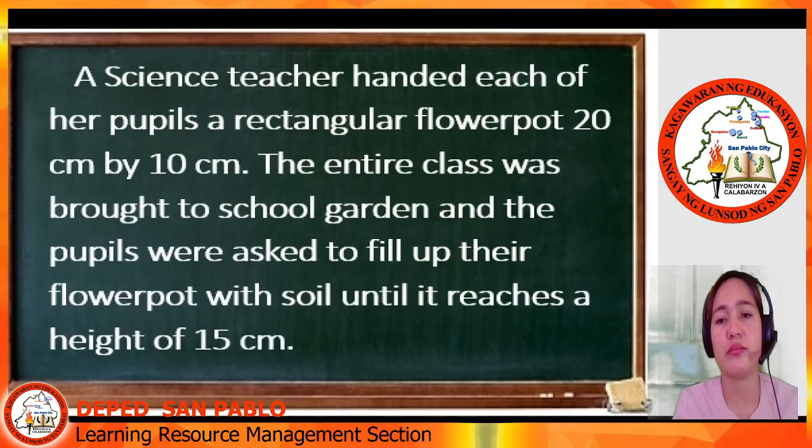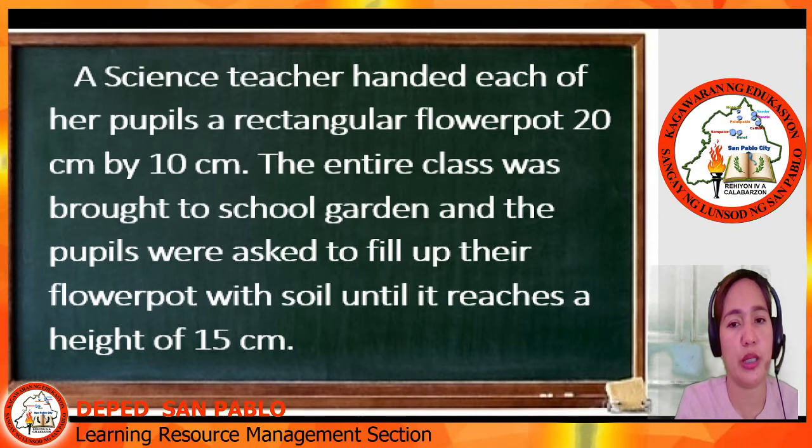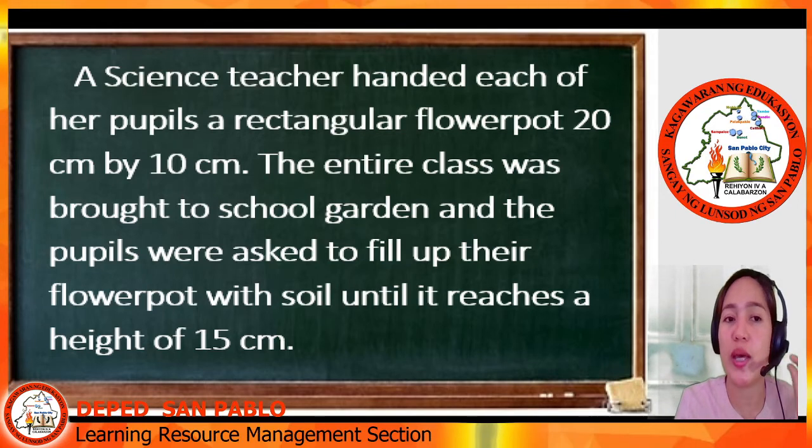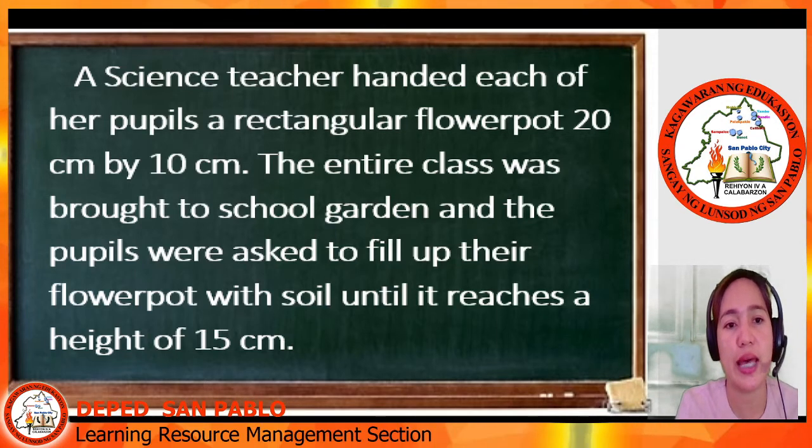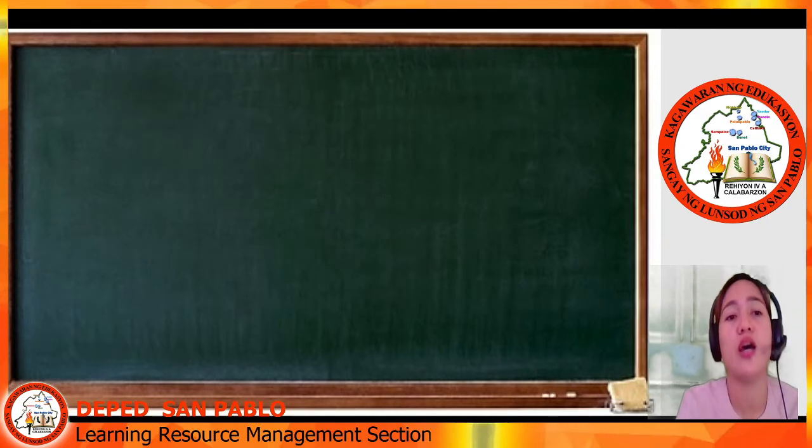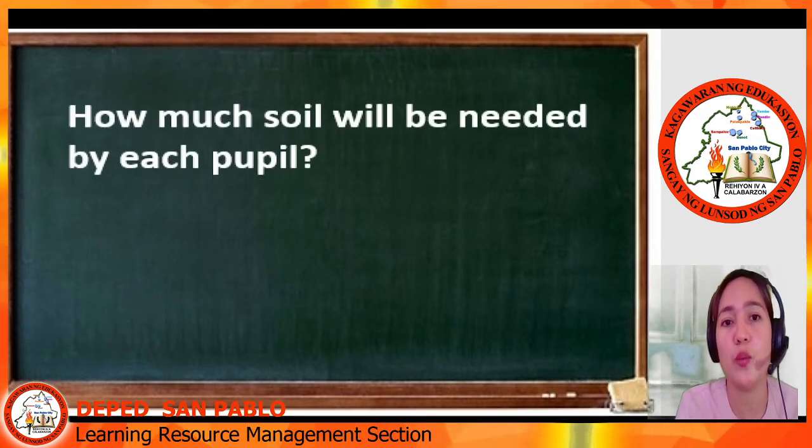Next, let us have this problem. A science teacher handed each of her pupils a rectangular flower pot, 20 centimeters by 10 centimeters. So the entire class brought it to the school garden, and the pupils were asked to fill up their flower pot with soil until it reaches a height of 15 centimeters. So the question in our problem is, how much soil will be needed by each pupil?